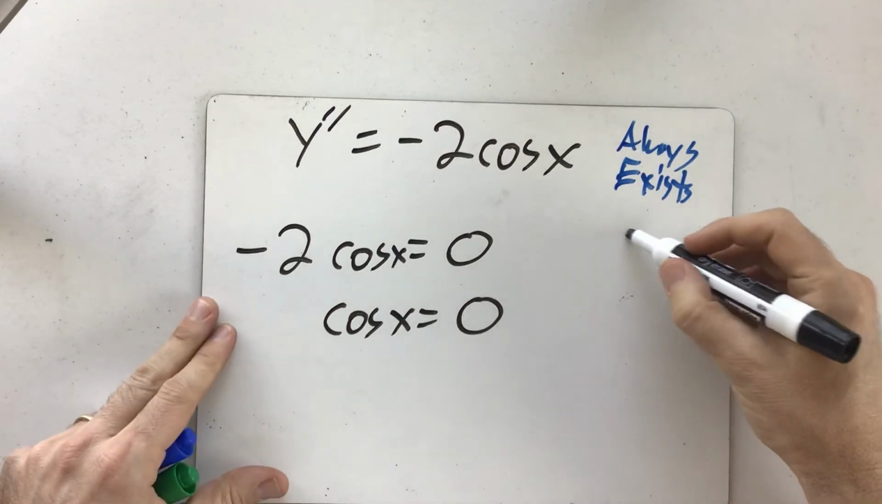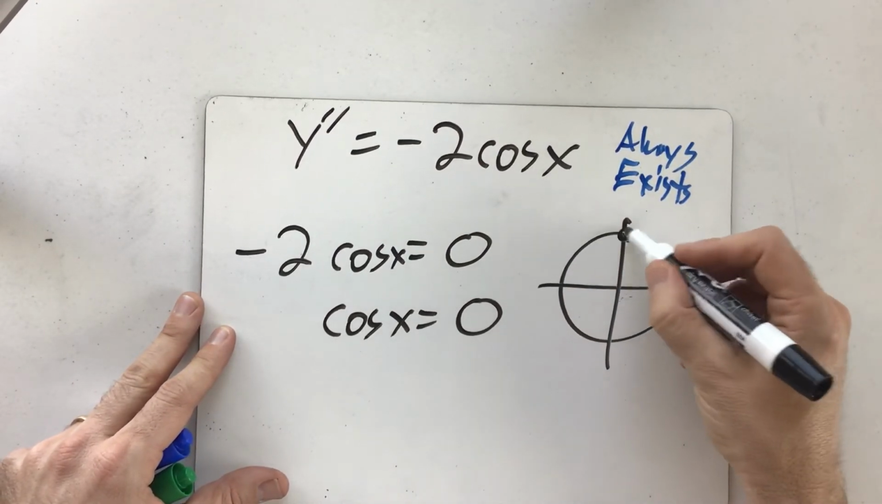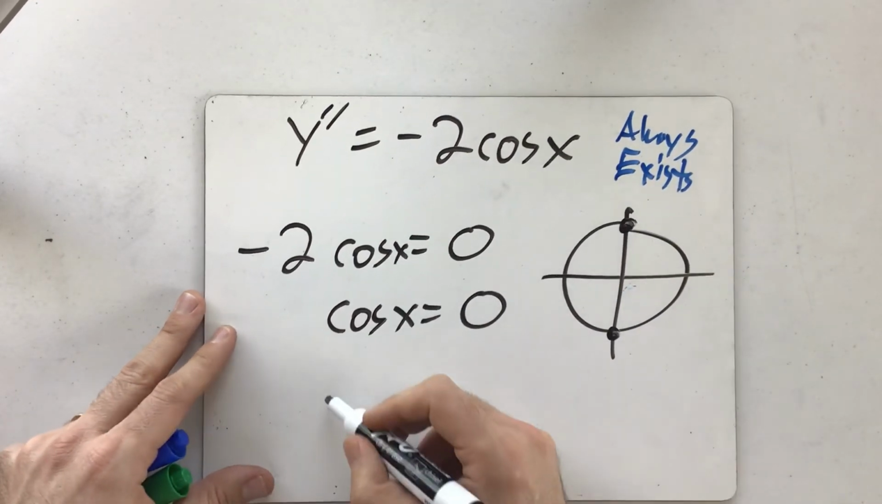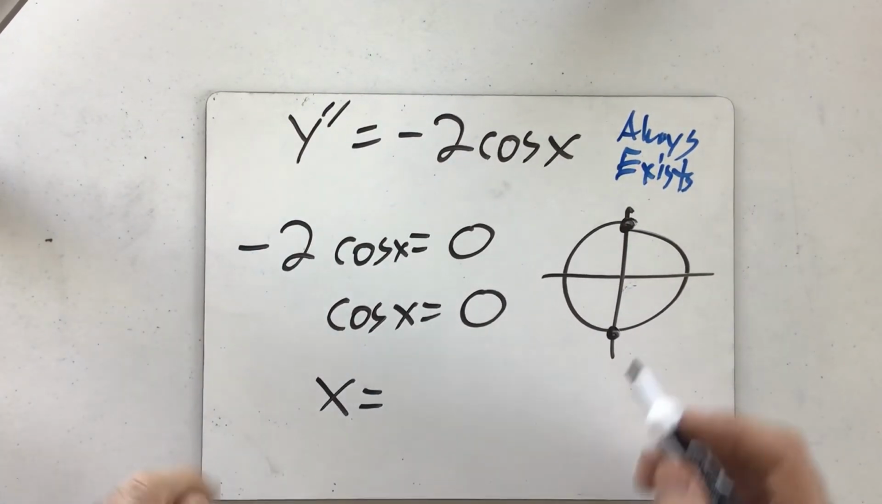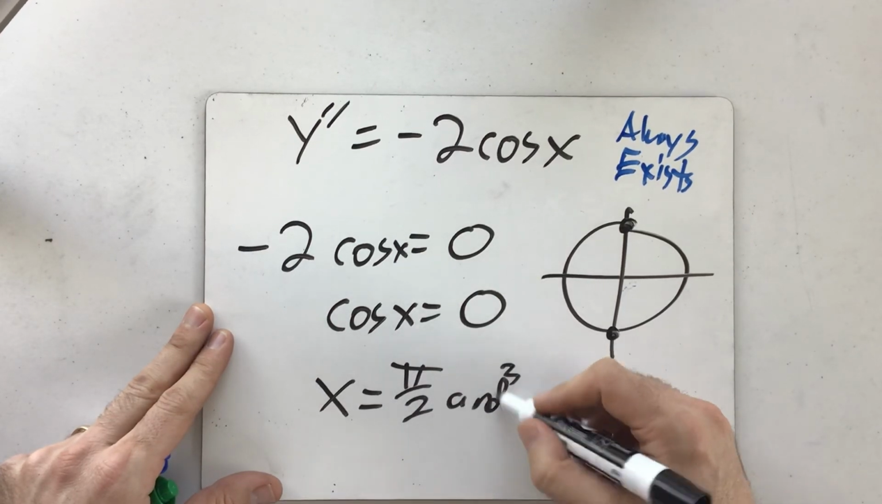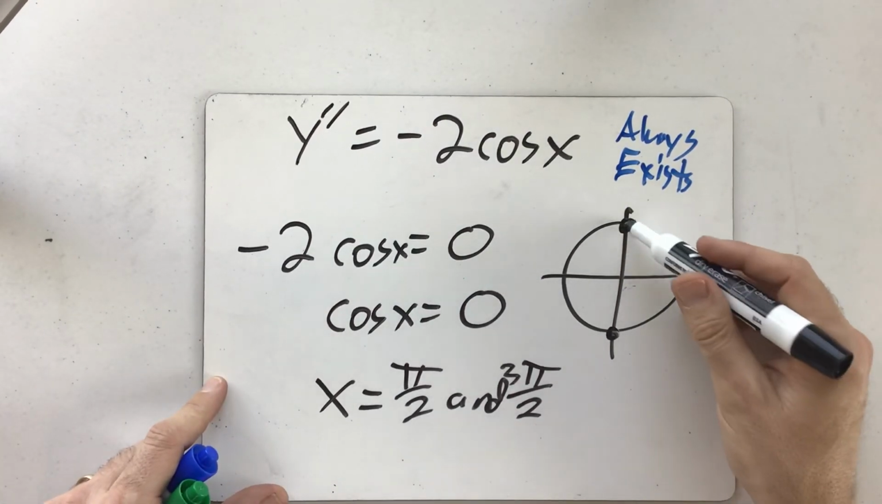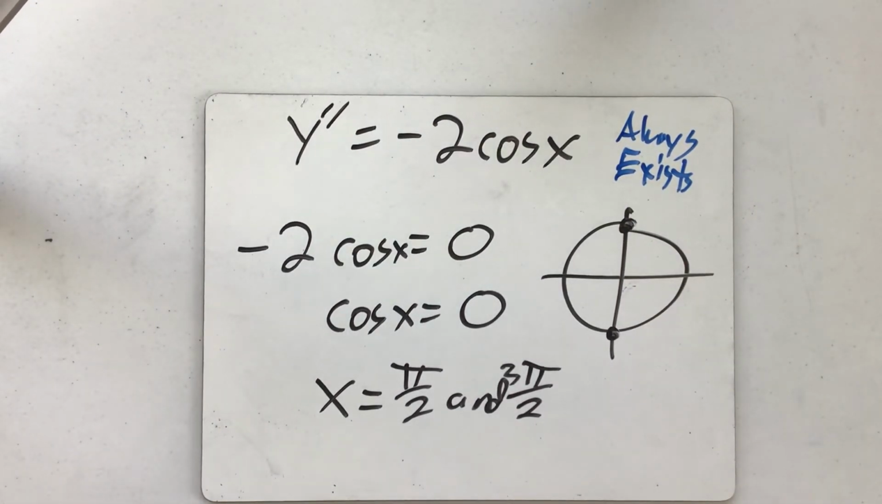If you go back and think about your unit circle, cosine is the x values of the unit circle. So cosine is 0 here and here. And so we have two values where it's equal to 0: pi over 2 and 3 pi over 2. So we just have those two values. Now I just have to make my number line and test my number line.